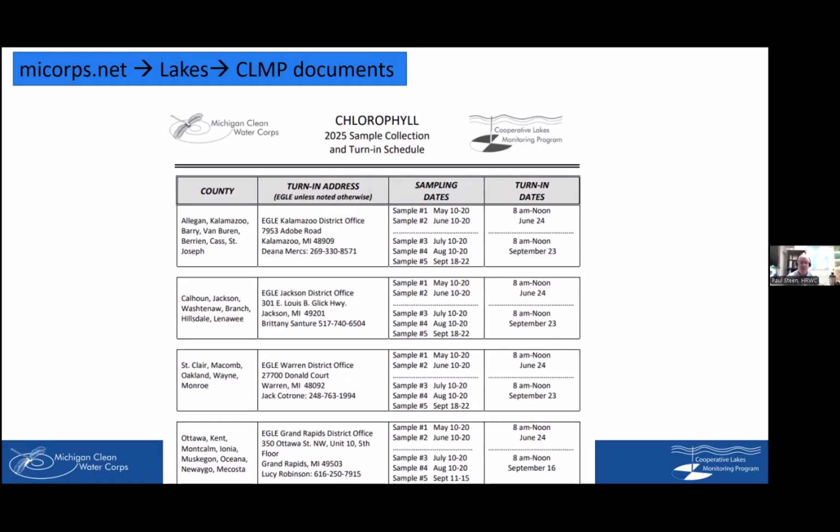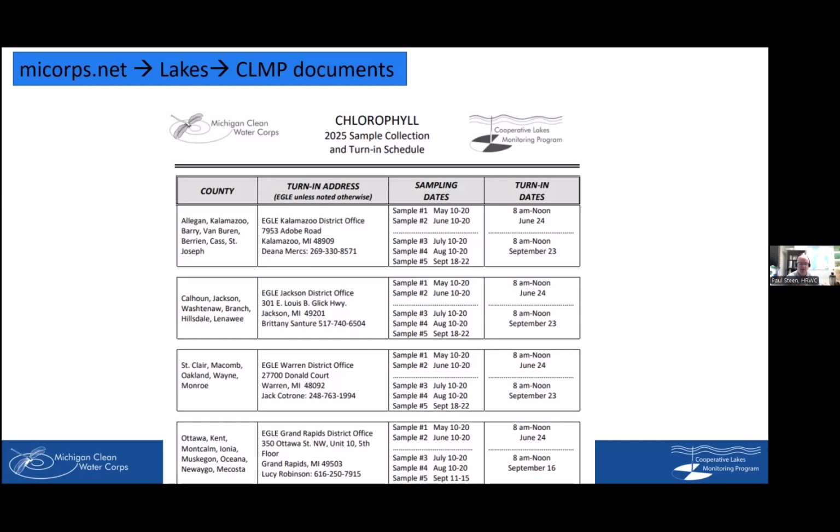And if you register for the program, you will get one of these in a printed version. They're also always available digitally. Here's how you get to it on the top there, on our website. And now you'll notice on the left-hand column, we have all the counties listed. So you find your county there. The column after that is where you eventually will drop the sample off. So we'll get back to that at the end of the presentation. And then the third column are those sampling dates.